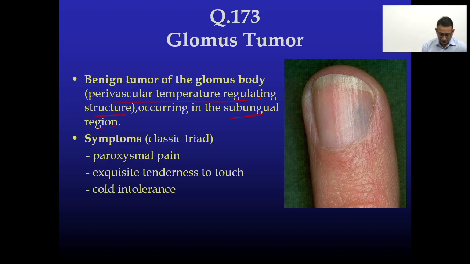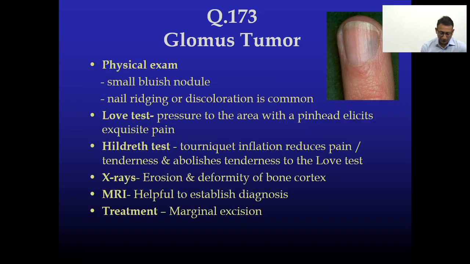So, the classical triad of symptoms is paroxysmal pain, quite a lot of tenderness when you touch this area, and cold intolerance. This is the classical triad which you will see in glomus tumor. And if you see physical signs, you will see a small bluish discoloration under the nail, and this is seen only in glomus tumor. You will not see this in any other pathology related to the subungual region.